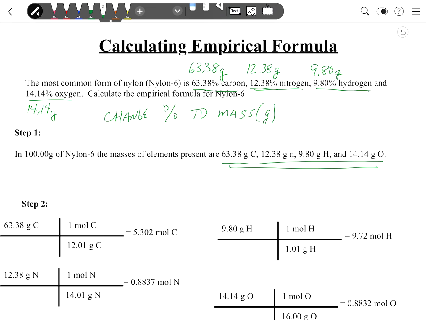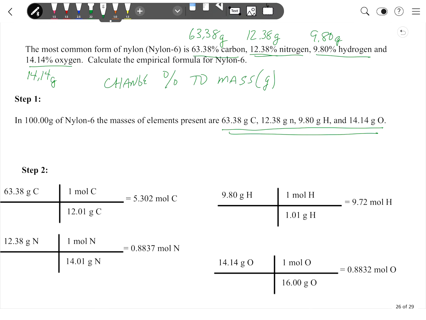Okay? So now we go to step 2. Step 2 says, take your mass of each element, the carbon, the nitrogen, the hydrogen, and the oxygen, and divide that by the molar mass of each element. Okay? So we have the molar mass of carbon here. We have the molar mass of nitrogen here. We have the molar mass of hydrogen. And we have the molar mass of oxygen. Okay? And when we do that, we get these numbers here. And this one right here is really supposed to be a 7, so I'm going to make that a 7 right there. Okay? 0.8837.